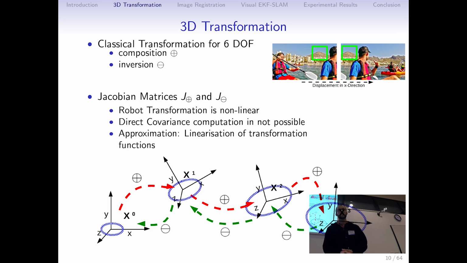Also, we have to calculate the covariance or the uncertainty of the upcoming state, because the system is prone to drift as we are using sensors. And this is done by the usage of linearization of these two functions, because the 3D transformation is non-linear.